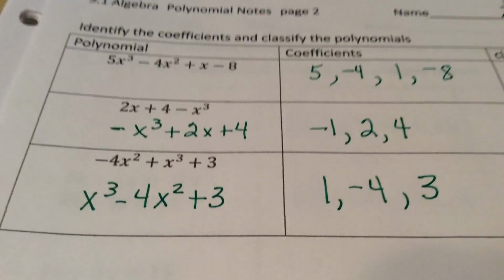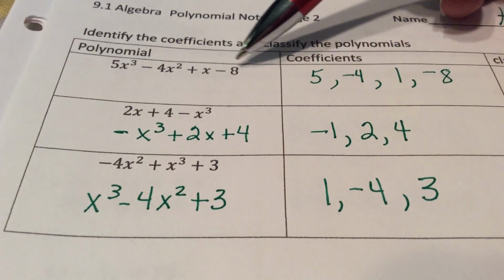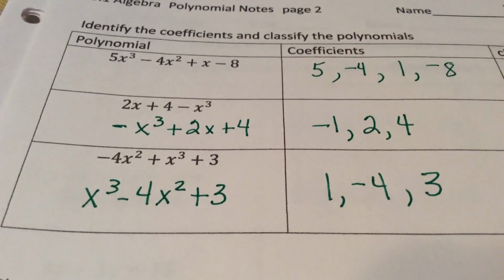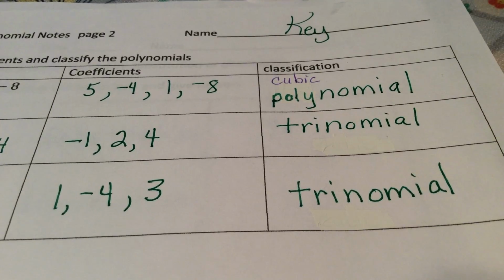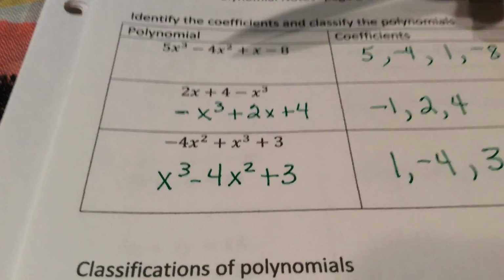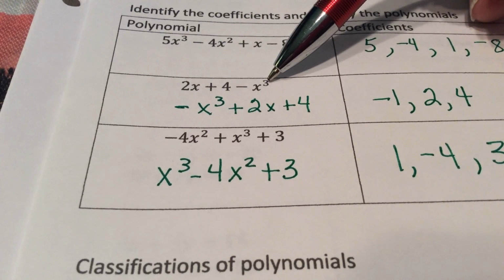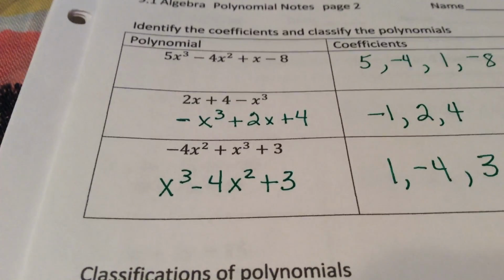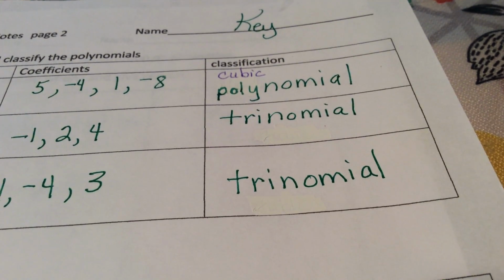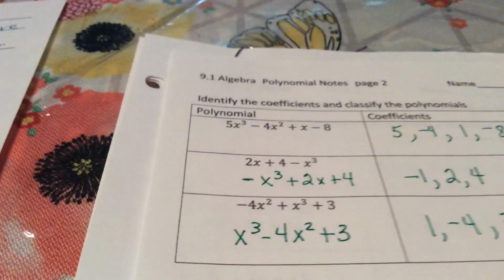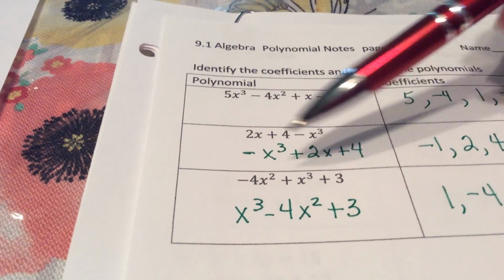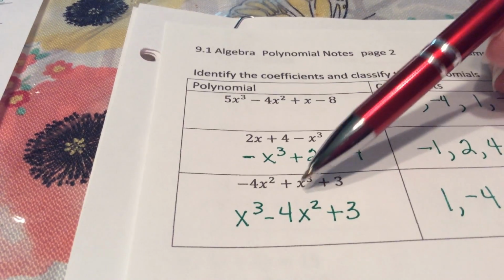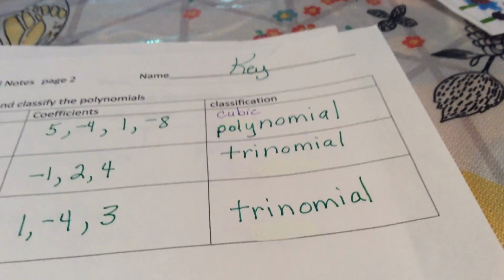Now, we're going to classify them. This one up here has 1, 2, 3, 4 terms. Because it has more than 3 terms, that is a polynomial. On the next one, we again have 1, 2, 3 terms. 3 terms is a trinomial. And on the next one, we have 1, 2, 3 terms. With terms, it doesn't matter what your exponents are. It's just how many terms we're adding or subtracting together. So again, this is a trinomial.